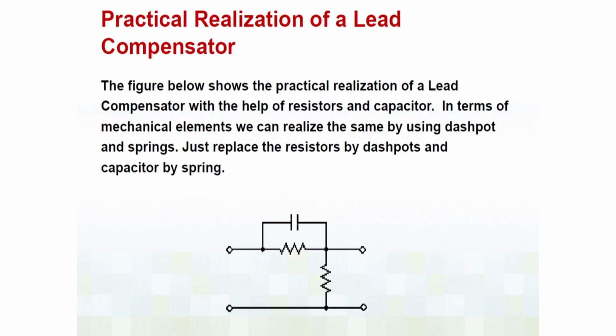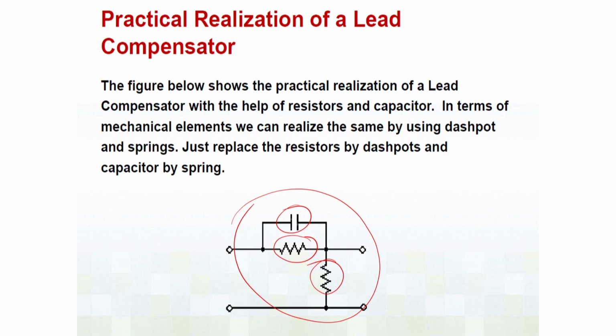Now, how do I practically realize such lead compensators? Well, you can actually realize both lead and lag compensators with the help of some resistors and capacitors. So, this is the complete system that you can use. That means you have one resistor and one capacitor in parallel, and then the entire thing is in series with another resistor. So, this kind of circuit can be a lead compensator circuit, which is a completely passive circuit.